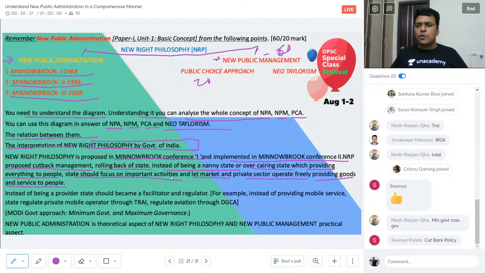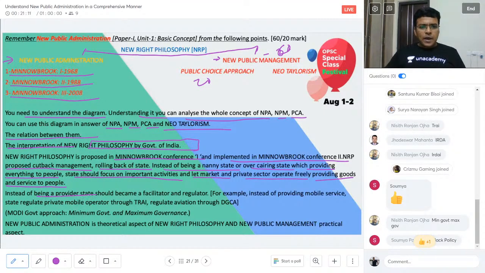The other private companies compete. Government should regulate through DGCA, Director General of Civil Aviation, controlling the airfare, so that you cannot charge more than this. Everything is controlled by DGCA. So the day the government sold Air India, you got to know that now the government has completely played the role of a regulator. Okay, so this is new right philosophy, before new right philosophy, after new right philosophy.